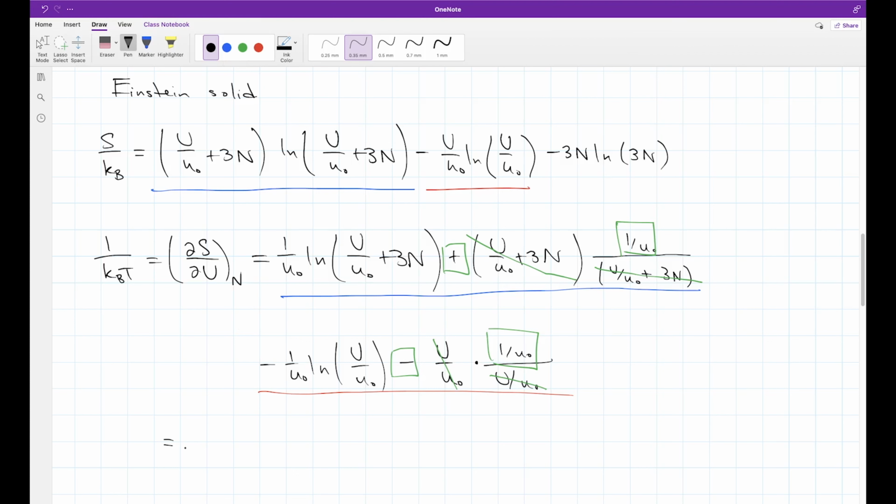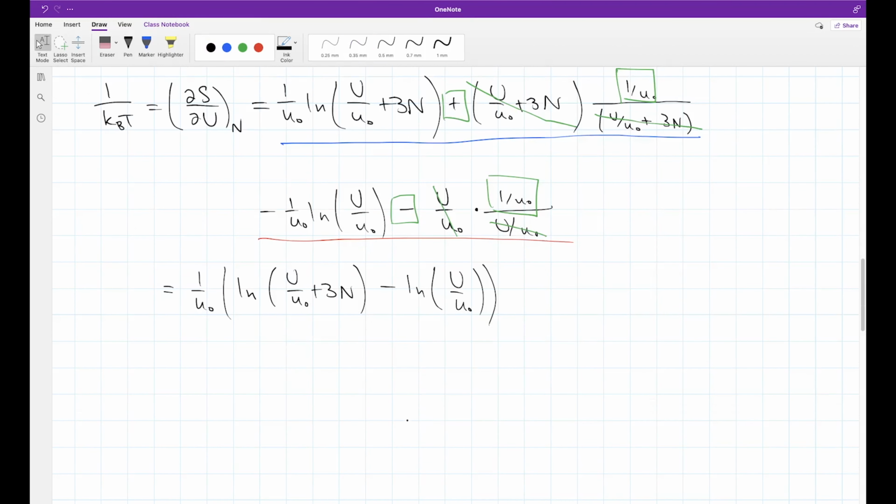In the end, we just get that this is equal to 1 over u naught times the log of U over u naught plus 3N, minus the log of U over u naught. And maybe now you're starting to see the solution mechanism we're going to use. We need to move this little u naught over to the other side. Then we can combine these two logarithms and then exponentiate both sides. Let's combine the logs in this line, sorry. We'll get 1 over u naught times the log. Now, because this is a difference of logs, it becomes a log of a quotient. So we'll get U over u naught plus 3N over u naught. But notice that we could be writing this thing as 1 plus 3N over U. Wonderful.